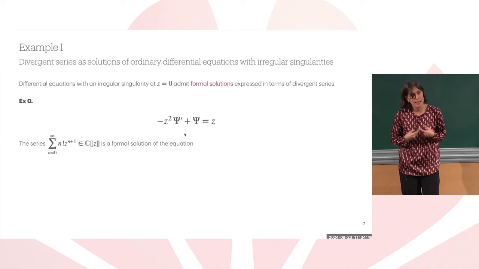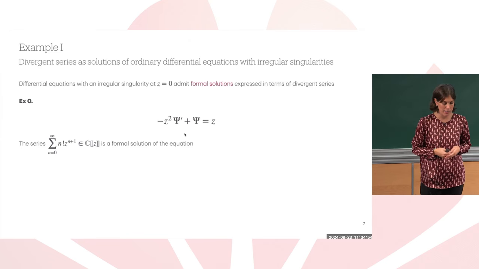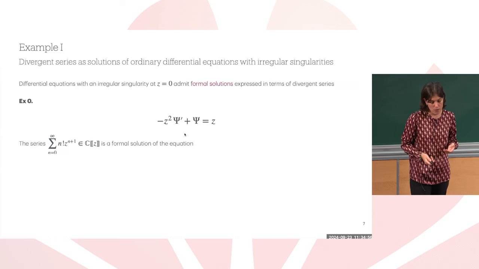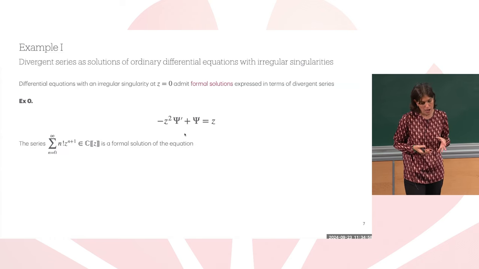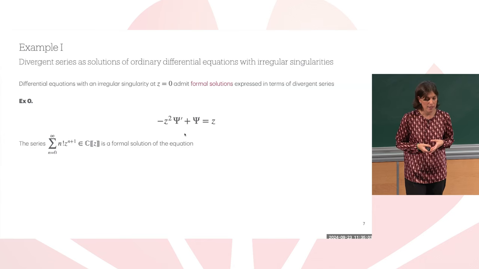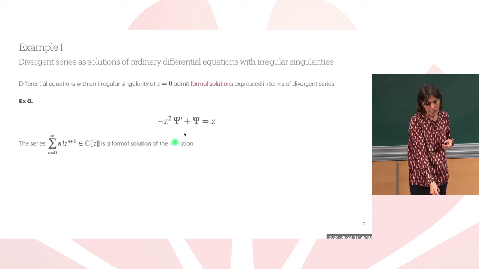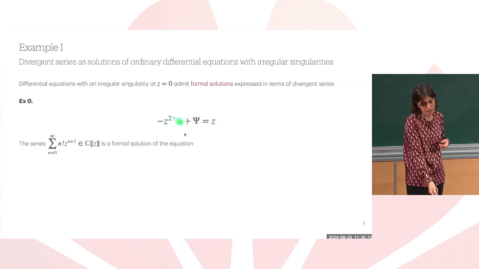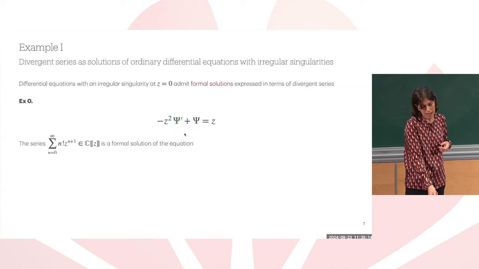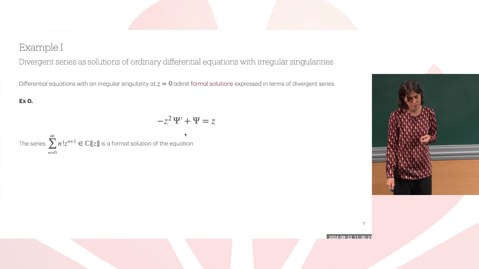And let's try to see an example, one of the first sources of divergent power series. One source is a class of differential equations in the complex domain, which has a so-called irregular singularity at a certain point. For instance, the equation that I write here is a first order differential equation. This is just one derivative in Z. It is linear, but non-homogeneous. You have an extra Z on the right-hand side.